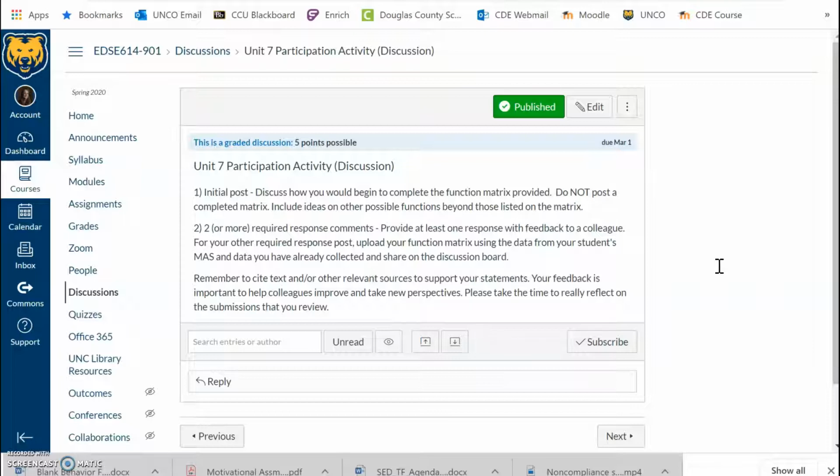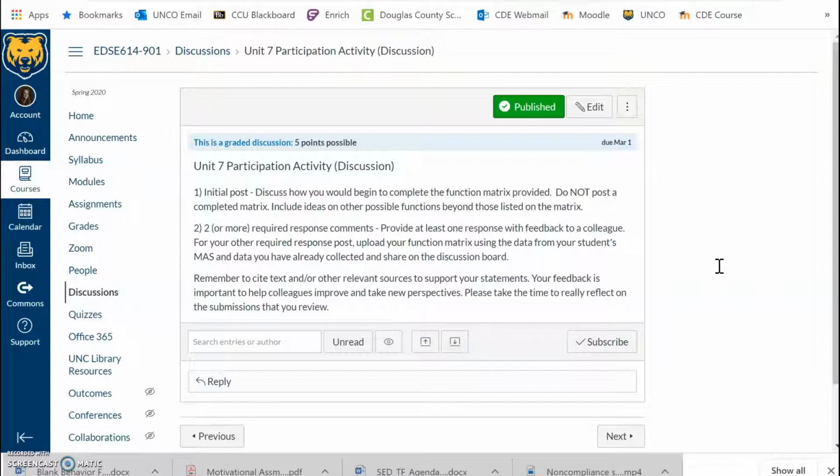And then you'll have at least 2 responses. One will be with feedback to colleagues. Feel free to do more than one. And questions, comments, thoughts, and ideas, expanding upon what they have discussed in their post. That's a great opportunity to give some additional perspective and insight.